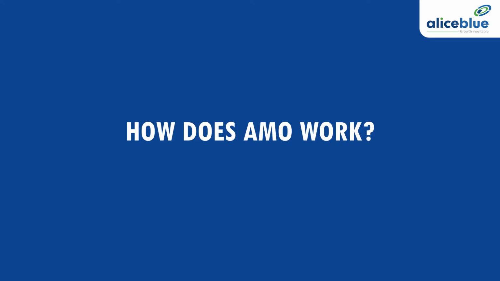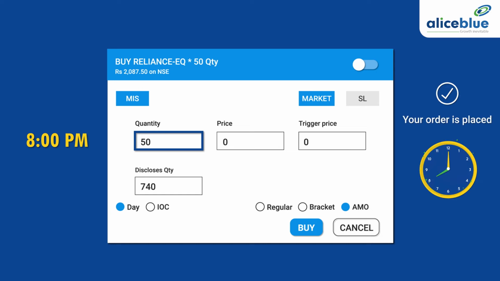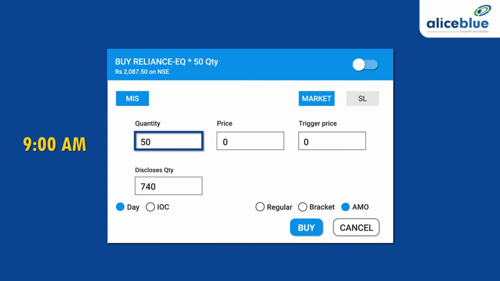Now, are you wondering how AMO works while markets are not operating? We got you covered here. Keep watching. How does AMO work? Let us understand this with an example. Imagine you want to place an AMO for 50 quantities of Reliance's shares on the NSE at market rate at 8 pm. Once you place an order, it goes to your broker and stays the same until 8:58 am the next day. At 9 am, your stockbroker sends the order to the exchange.